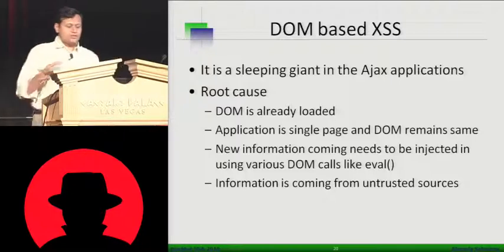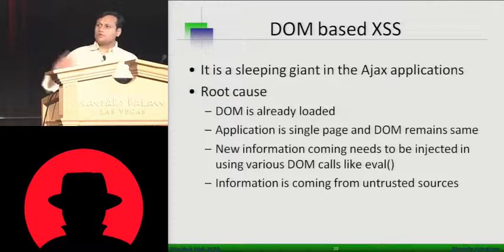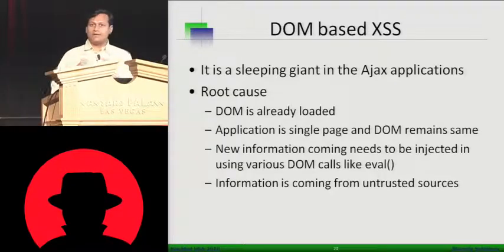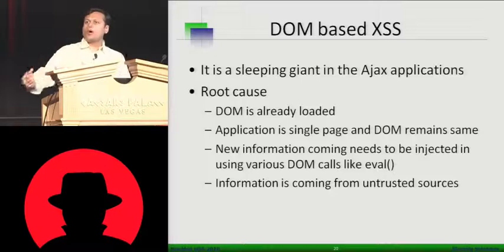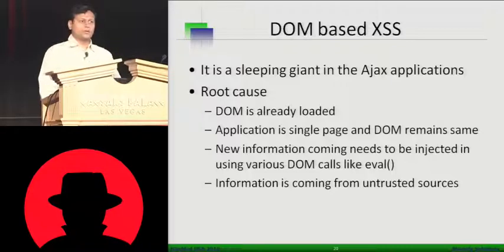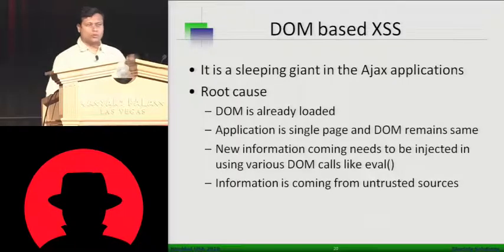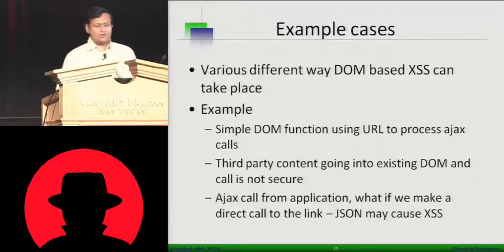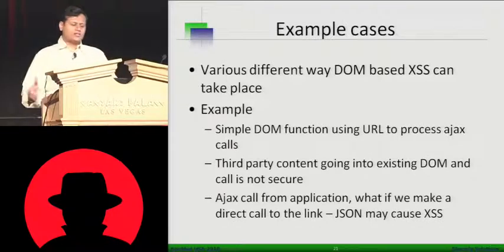This is one of the problems: the new information which is coming may be coming from untrusted sources. It's no longer coming from your own sources. It's not coming from your databases. So you don't know what is lying there, and then you eval that stuff, or you do document.write calls on it, and that will cause DOM-based cross-site scripting. This is the fundamental root cause. When you dissect DOM-based XSS and try to see the root cause, one of the root causes would fall into these categories.